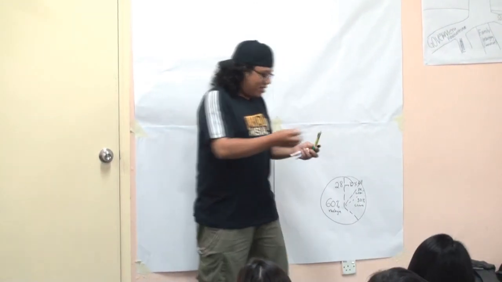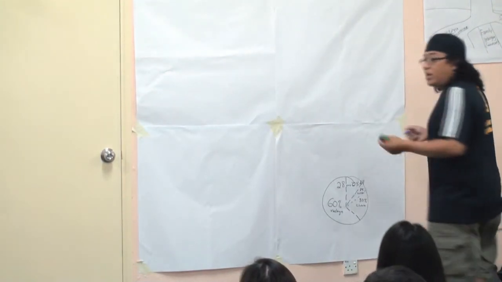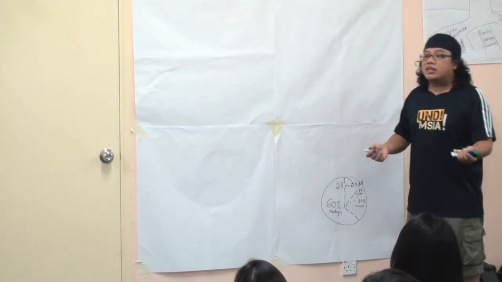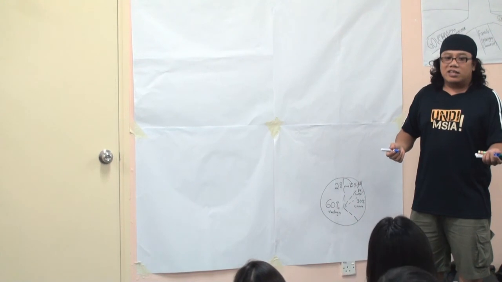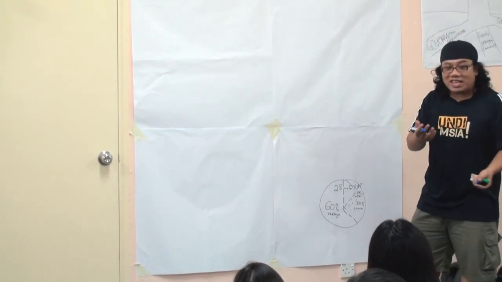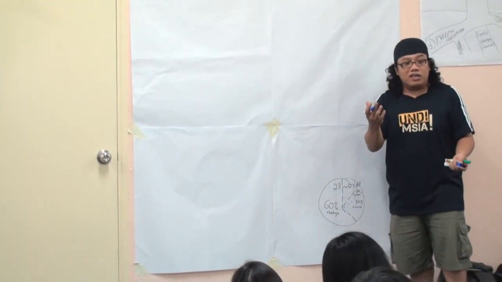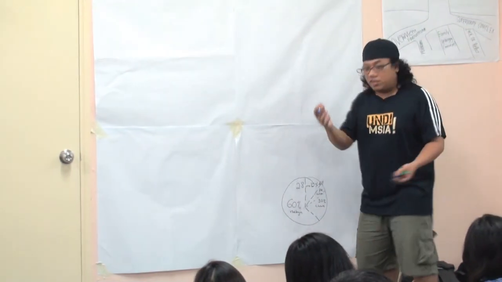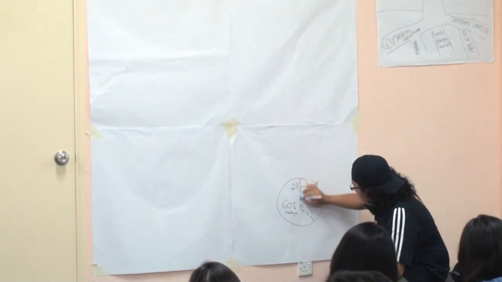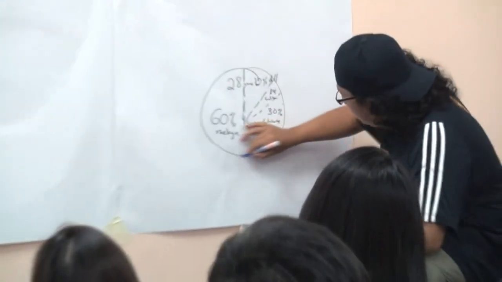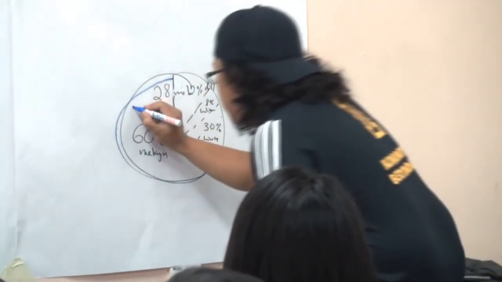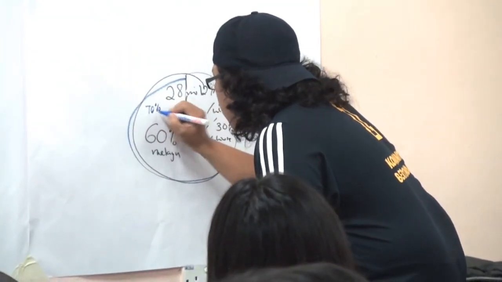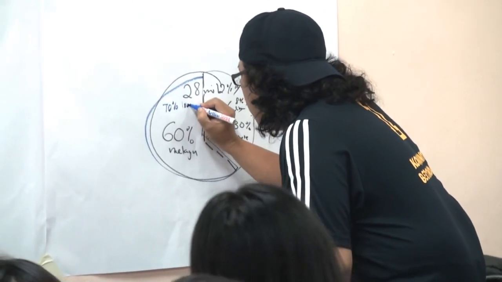So let's, so should I put down what? 65, 70%? 70%? About 65. Let's go with 60. 70%. Okay? 70. So you have 70% Islam. What's the next largest?